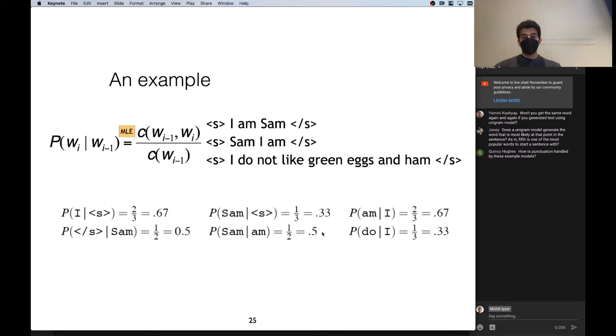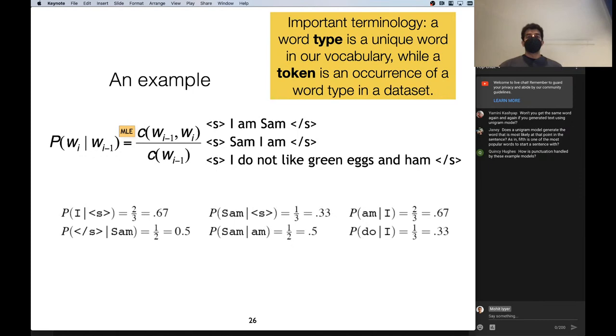So this is very simple. I'm just counting the occurrence of the full two-word sequence and dividing it by the count of the prefix word. Count and divide. Okay, so at this point, let's take a step back. There's some terminology that's important for you all to know because we'll be using it over and over this semester. I've just been saying word this whole time, but there is a distinction that's important.